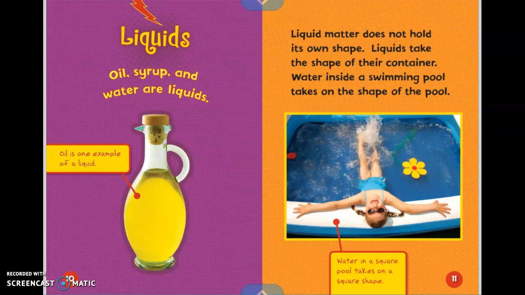Liquids. Oil, syrup, and water are liquids. Oil is one example of a liquid. Liquid matter does not hold its own shape. Liquids take the shape of their container. Water inside a swimming pool takes on the shape of the pool. Water in a square pool takes on a square shape.